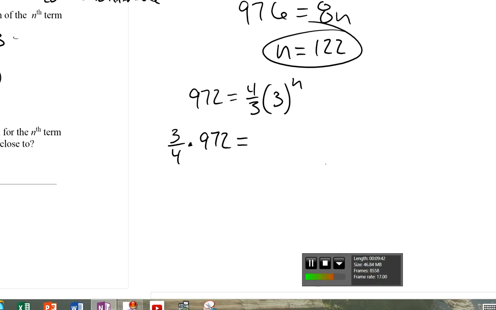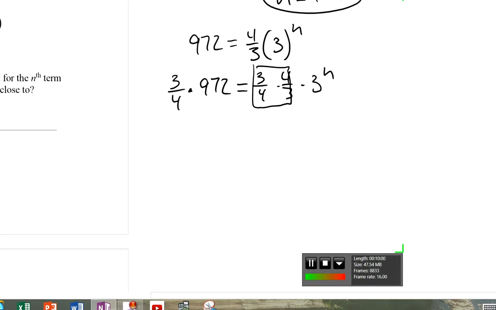Be ready with it. And over here, I'm going to multiply 3/4 times 4/3 times 3 to the nth. Now, the thing is 3/4 times 4/3 is 12/12. This value right here is just the number 1. It's a big 1. Did anyone get this big number? 729. Okay, so this is 729, and that's going to equal 3 to some power of n.